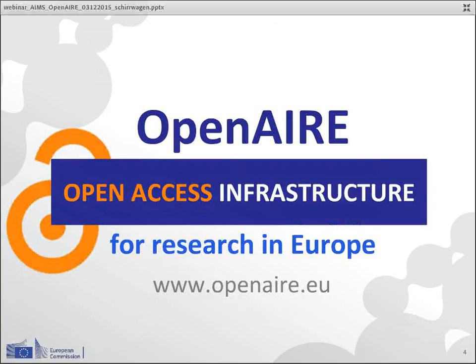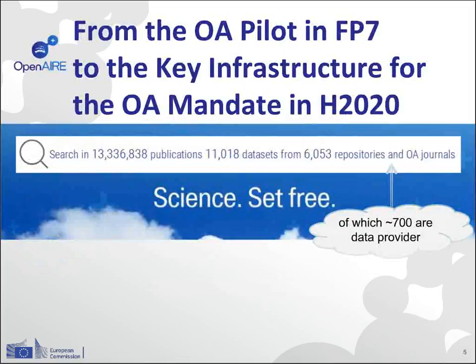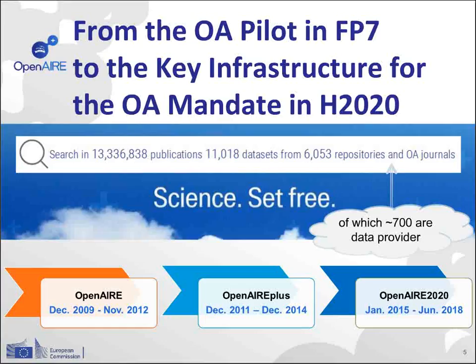So OpenAIRE is actually a project, but also an acronym which resolves to open access infrastructure for research in Europe. This project is now in its third funding phase. It started actually 5 years ago with the first phase of OpenAIRE to monitor and implement the open access pilot in the European Commission Framework Program 7. And over the years, it developed to one of the key infrastructures of the European Commission and is now responsible for implementation and monitoring of the open access mandate in Horizon 2020.